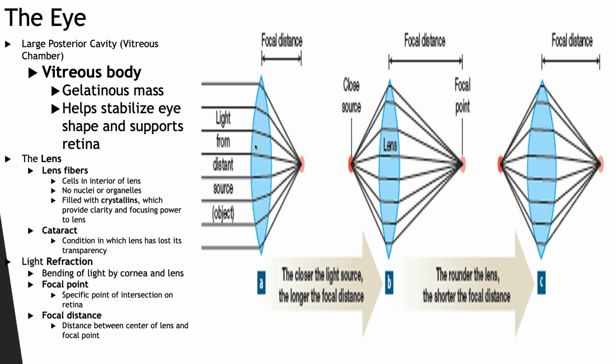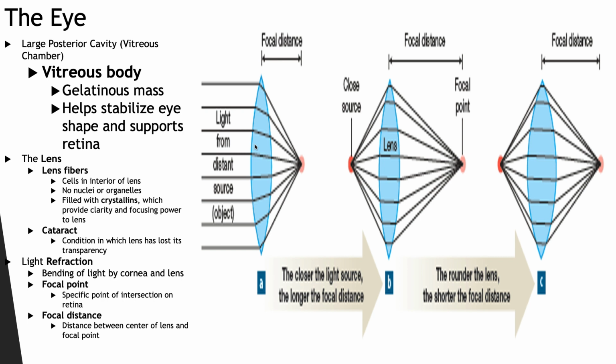The posterior cavity of the eye contains the vitreous body, which is a gelatinous mass. Its fluid portion is called the vitreous humor. The vitreous body helps to stabilize the shape of the eye. Otherwise, the eye might distort as the extrinsic eye muscles change its position within the orbit.